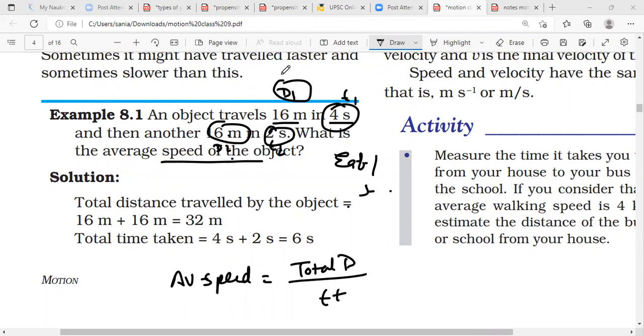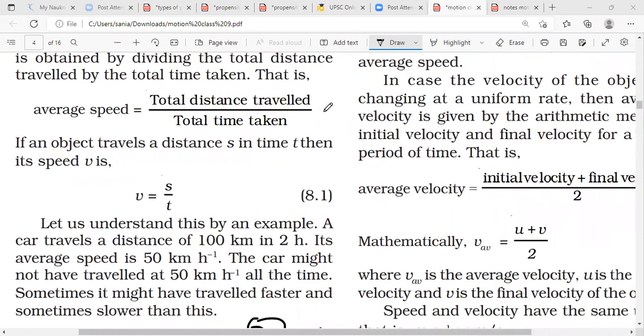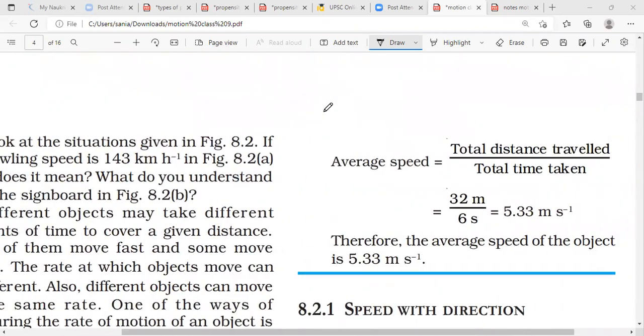Done, Jasleen? Yes, ma'am. Okay, so let's just take the answer. So I hope you got the same answer. Is it 5.33?